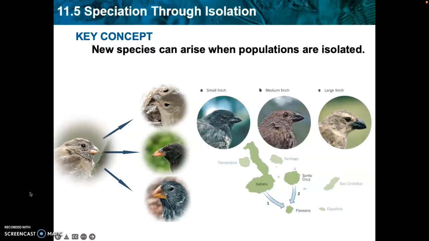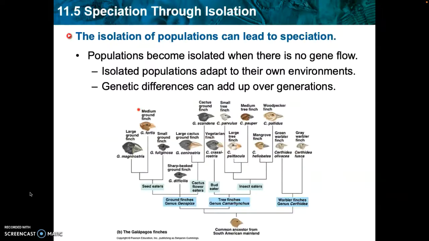Today we're talking about Chapter 11, Sections 5 and 6, which will focus on speciation and extinction. Speciation is when new species arise, and we saw this when we looked at Darwin's finches on the Galapagos. The thing that leads to speciation is when populations become isolated from each other, meaning there's no gene flow.